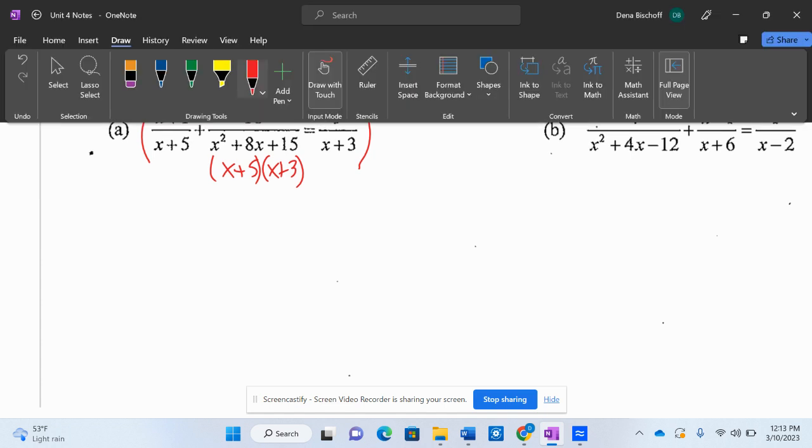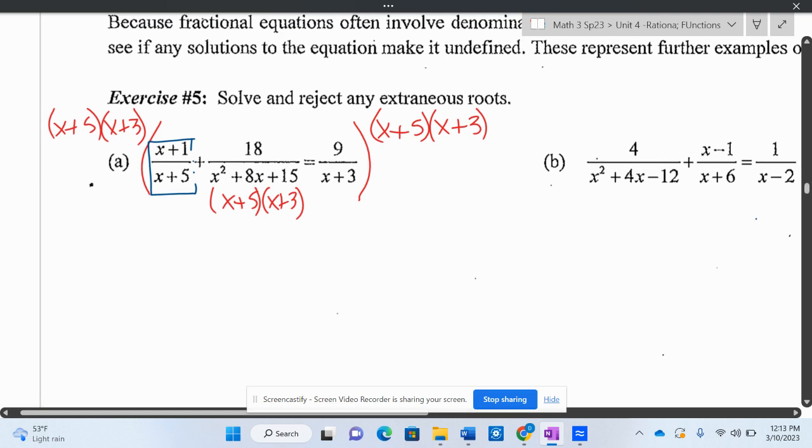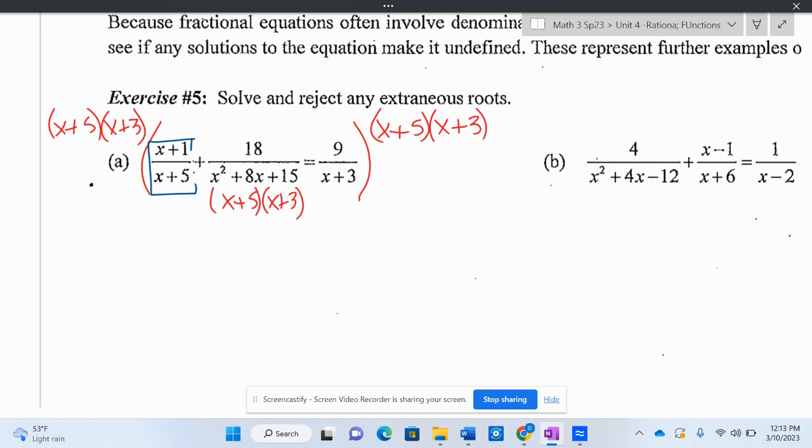Okay, so I'm not going to rewrite this one. We're going to just try this one as cross-reducing. Look at your first fraction. What do I have in the denominator and in the numerator that I can cross-reduce? X plus 5. Take it out of here, take it out of there. Do you guys see that? So that leaves me with x plus 3 times x plus 1. Okay.